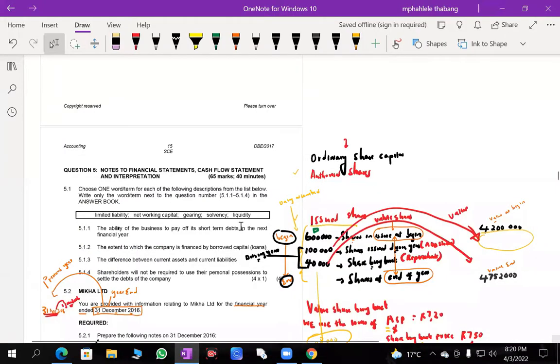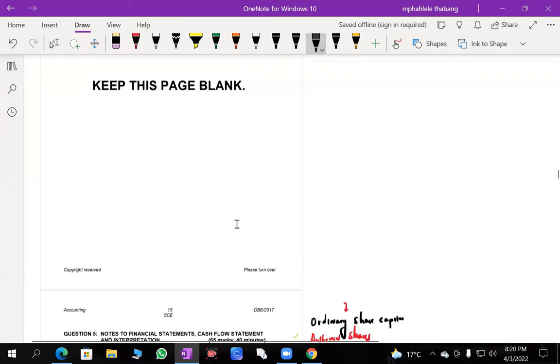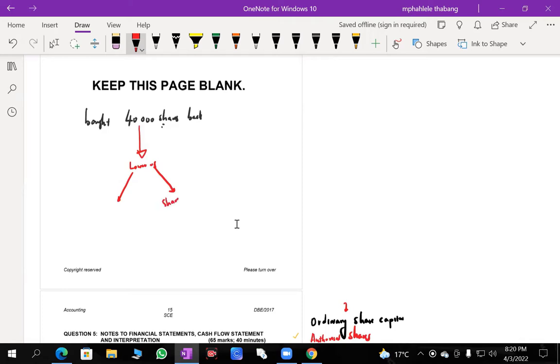To clarify on that, look, every time the company buys shares back, let's say we bought 40,000 shares back, to value these 40,000 shares you multiply by a price, and you must look at the lower of the two. You compare two prices. You compare the share buyback price, which is how much they bought the shares back for, maybe 7.50.